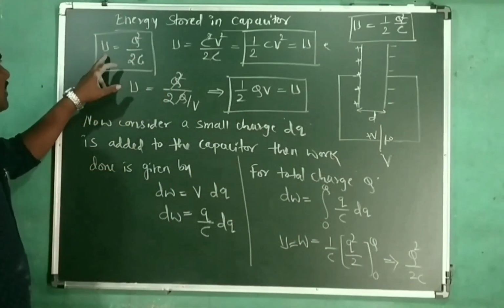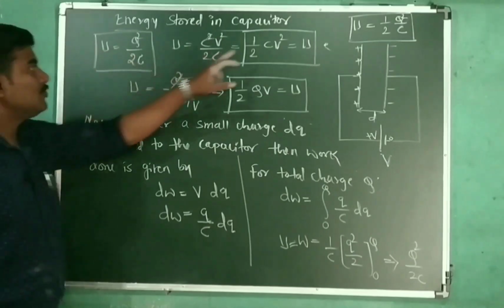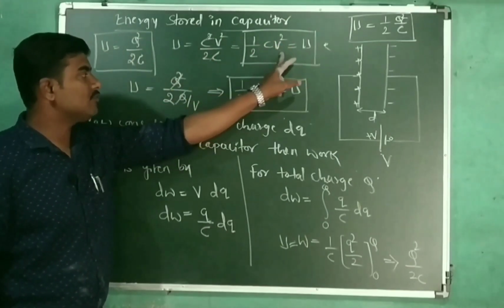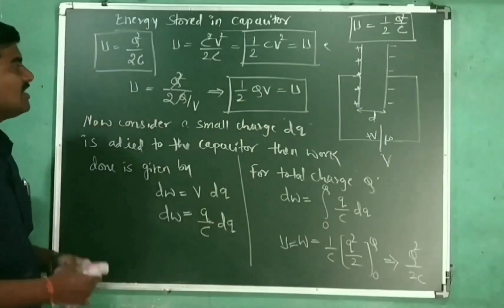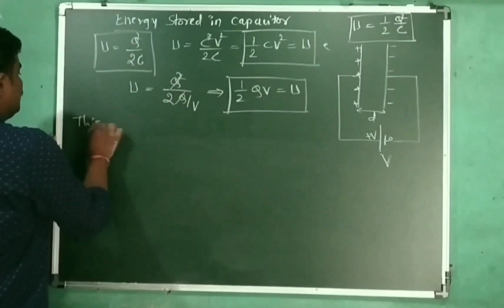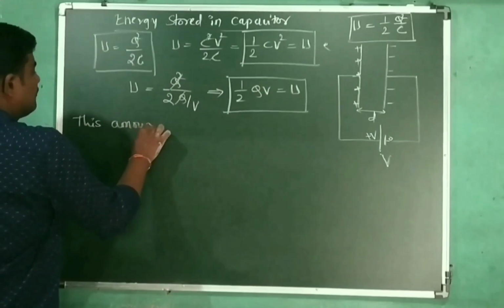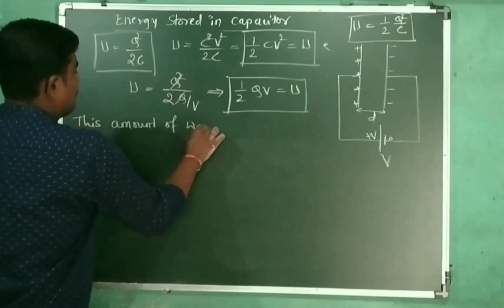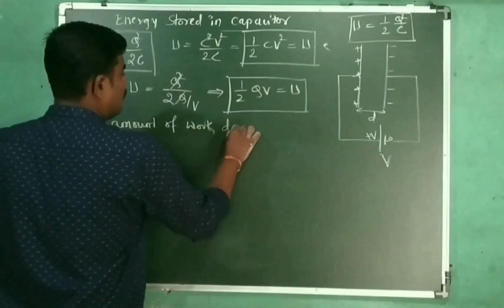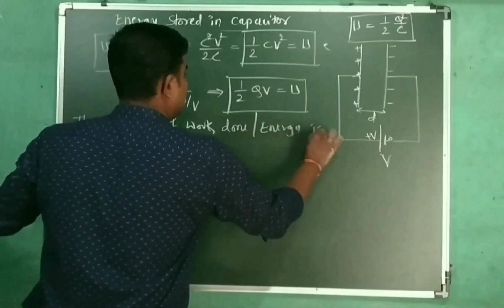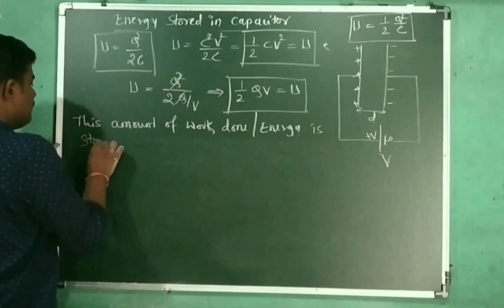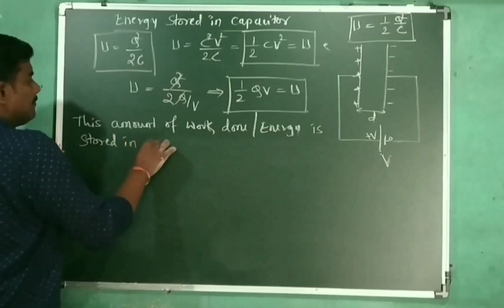See, there are 3 formulas. U is equal to Q square by 2C, U is equal to 1 by 2 CV square, and U is equal to 1 by 2 QV. So these are the energy stored. So this amount of work done or energy is stored in capacitor.